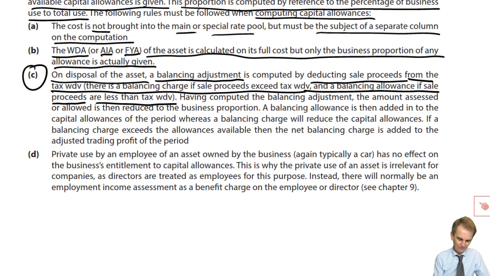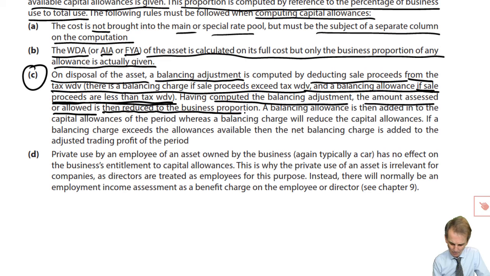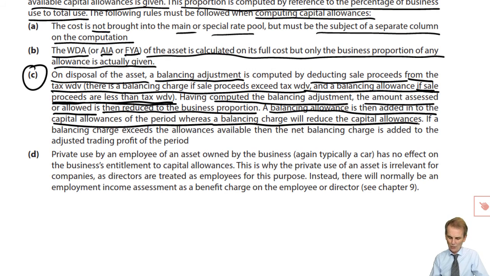Go back to our note. What did it say? A balancing allowance if sale proceeds are less than the tax written down value. Having computed the balancing adjustment, the amount assessed or allowed, that assessment is the balancing charge, we'll come to that in a moment, but our balancing allowance is then reduced to the business proportion. A balancing allowance is then added in to the capital allowances of the period, whereas, as we'll see in a moment, a balancing charge would reduce the capital allowances of the period.